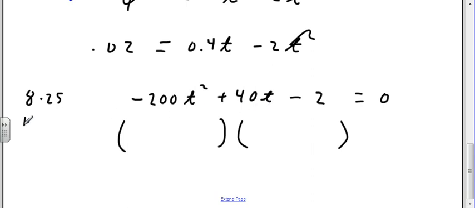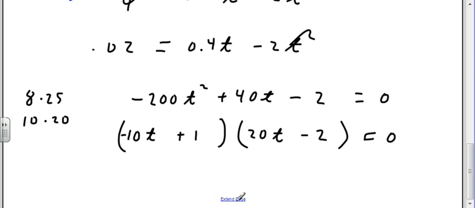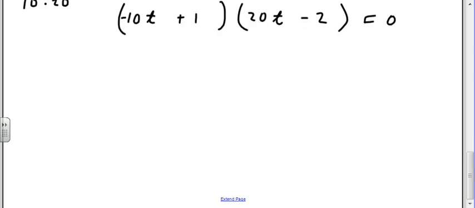If it were 10 times 20, there we go, 10 times 20, and then 2 times 10 is 20, and 20 plus 20 is 40. Okay, so this is going to be 10t, 20t. We'll put a minus sign there, a plus 1 there and a minus 2 there. And then we can factor it. All right, well that was easy.